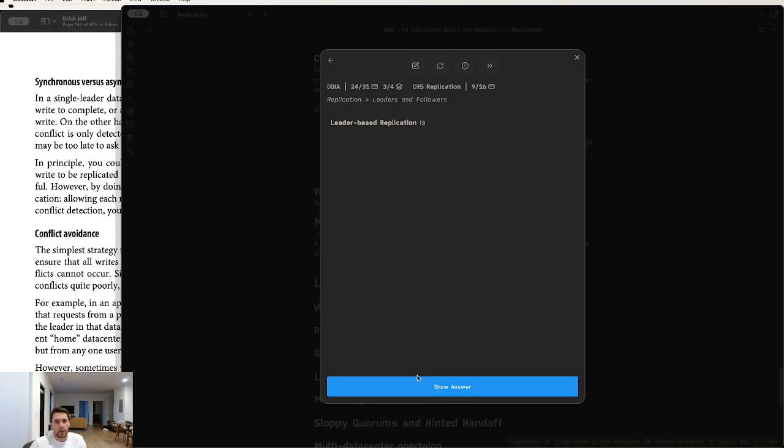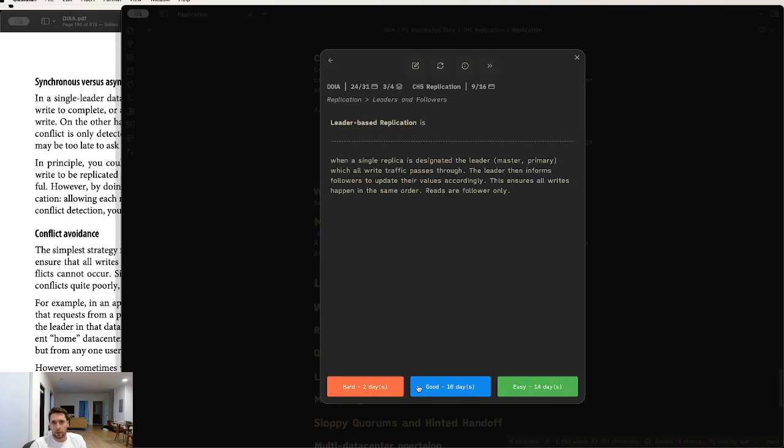Leader based replication is, I'm not sure, where we have all the writes go to one replica and all the reads go to the other replicas, and the leader will tell the followers about new data.